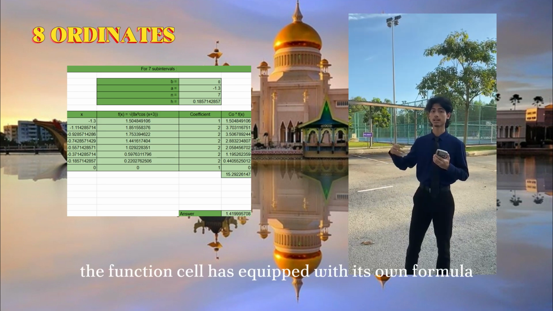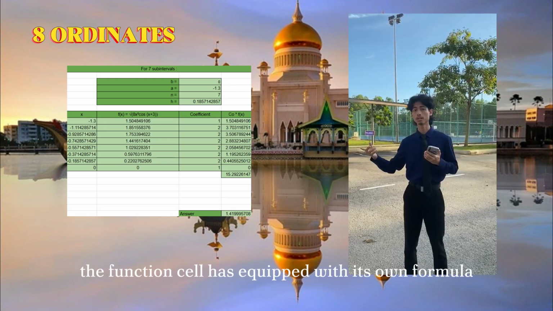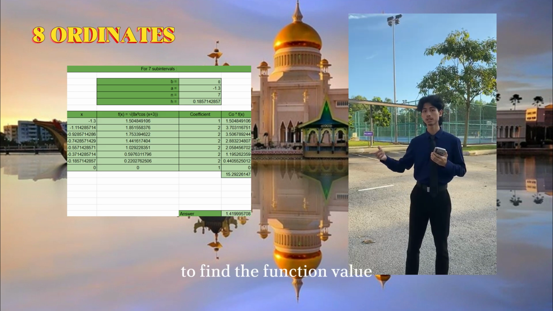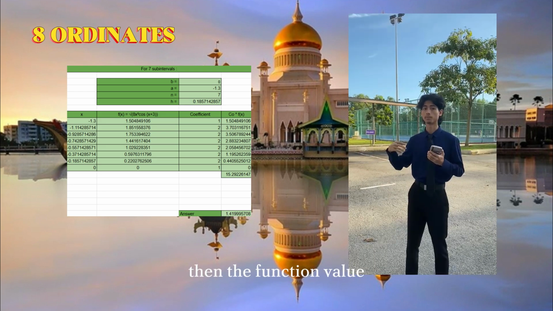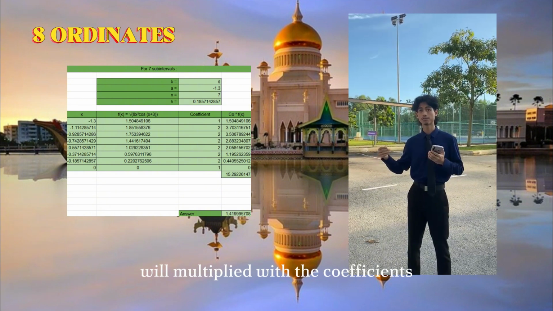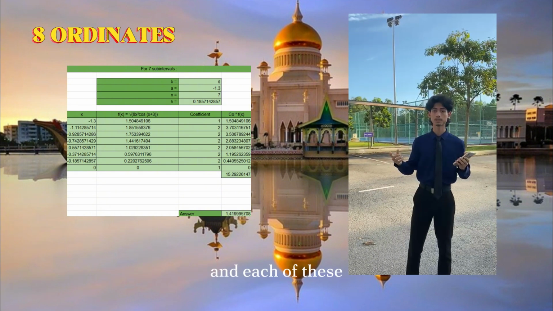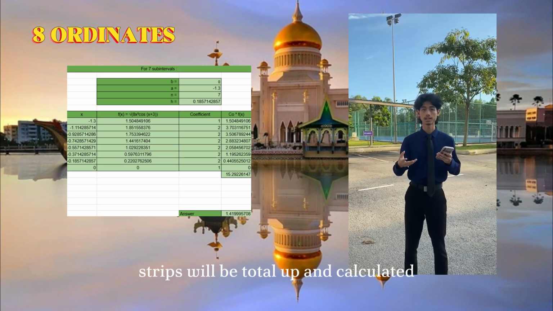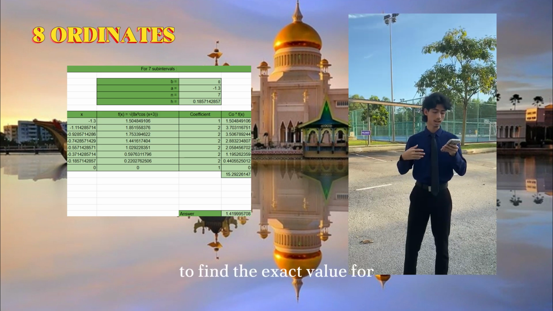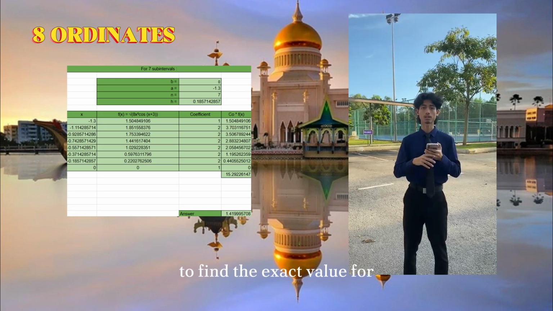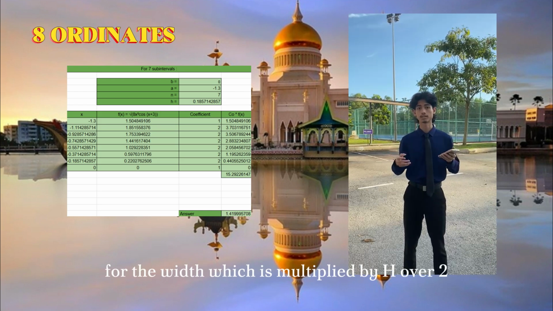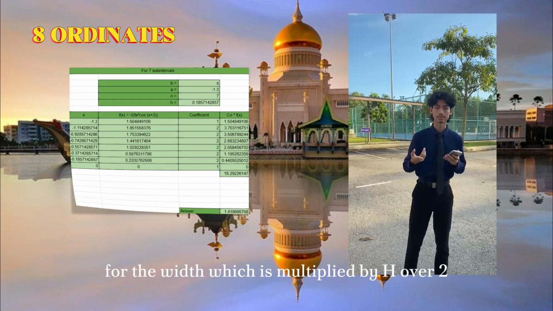The function cell has been equipped with its own formula to find the function value. Then the function value will be multiplied with the coefficient to find the height of each strip. And each of the strips will be totaled up and calculated to find the exact value for the width, which is multiplied by h over 2.